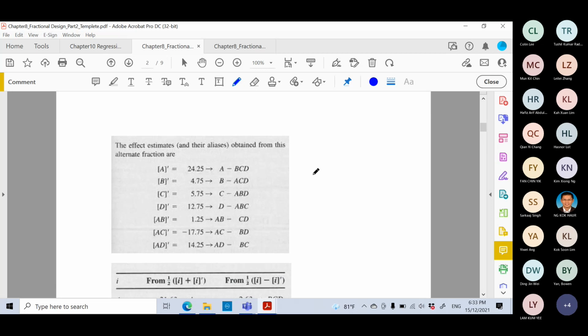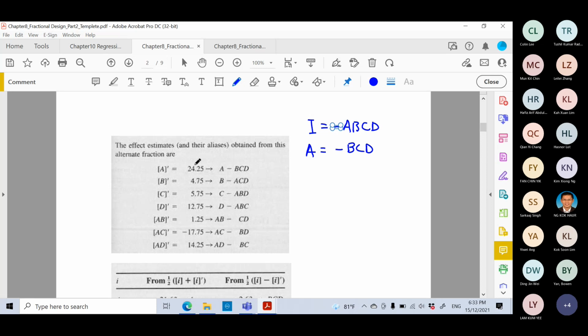So this one is a line structure of them. Against this one, I just show you one of them only. I will equal to negative A, B, C, D. So if you want to get the A, it will equal to negative B, C, D. So this one is when you run the alternate fraction.